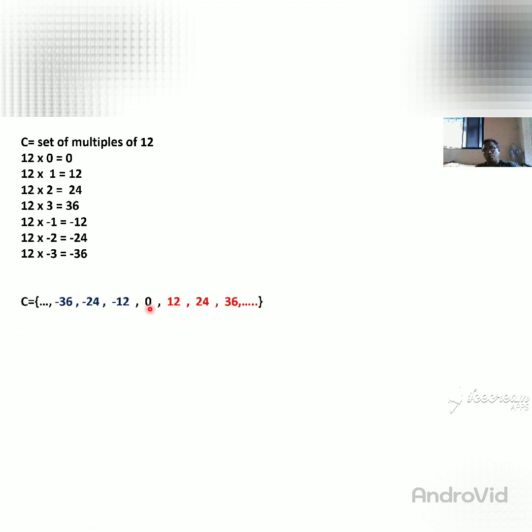0, 12, 24, 36. This is from 0, so it is whole numbers. From 12, it is the natural numbers. The opposite of this is the negative numbers. So positive numbers and negative numbers together are called the integer numbers. So we can see another.